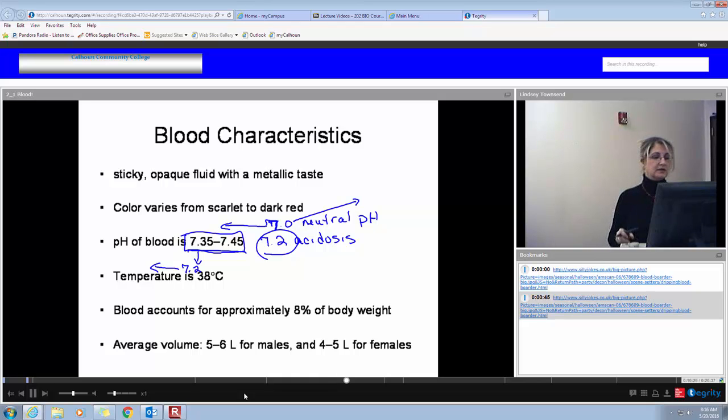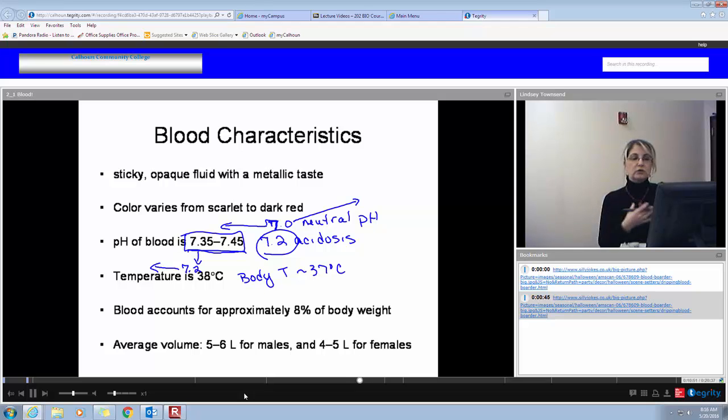All right, blood temperature is about 38 degrees Celsius. Normal body temperature is about 37 degrees Celsius. The reason for that is blood will absorb the heat. Remember the heat of the body. Remember when cellular respiration, cell metabolism is going on, heat is being created as a byproduct.